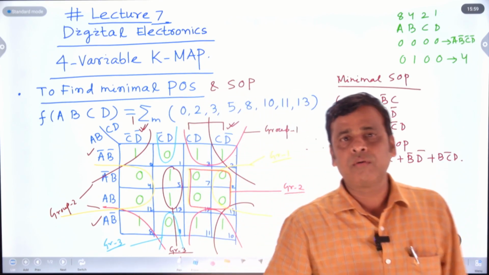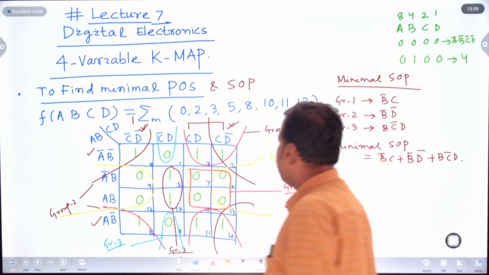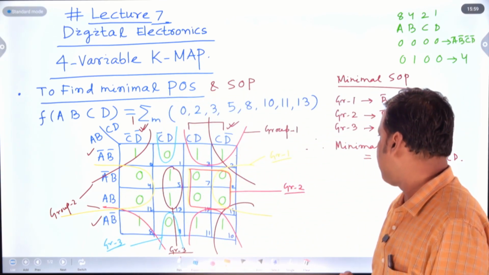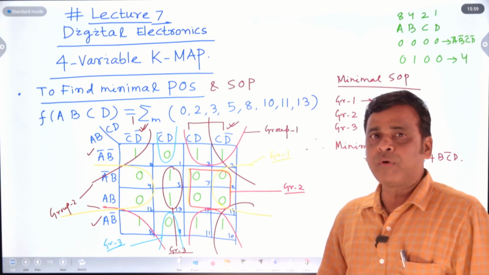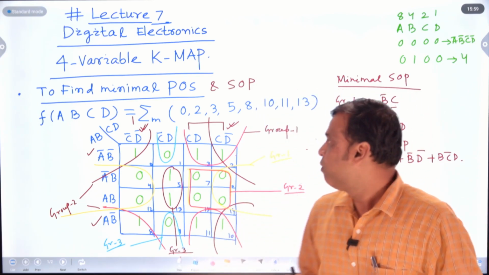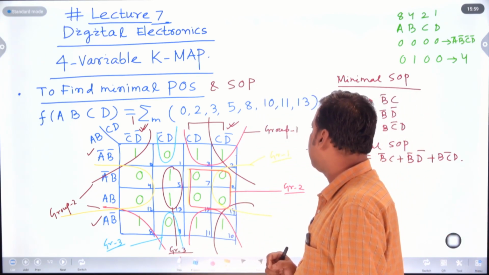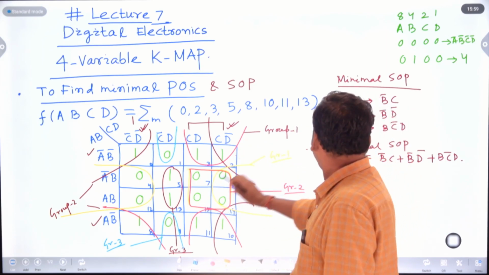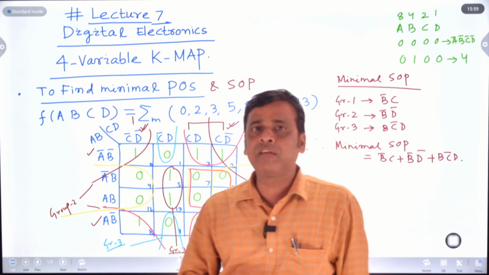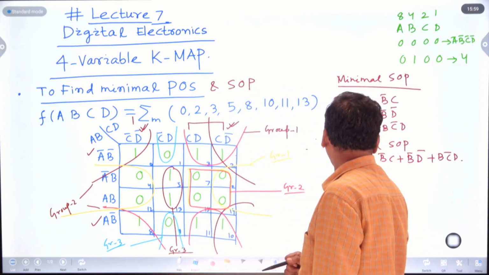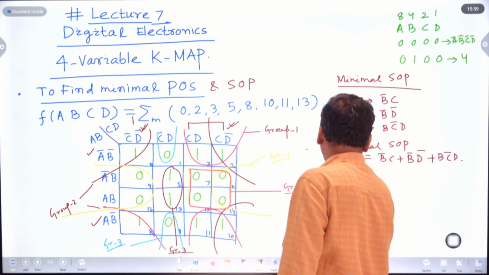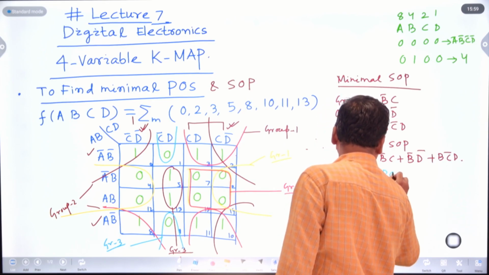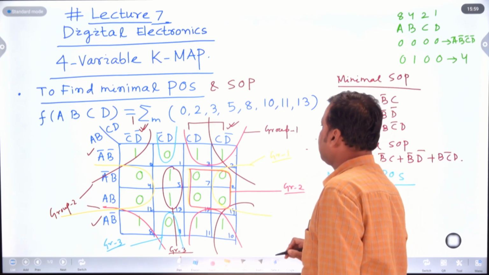When you are going to calculate minimal SOP and minimal POS, to find the minimal SOP, we group the 1s, the product terms, and take the summation of them. Combining 1s to give a particular group, here B bar C, and there are three groups to find the minimal SOP. And in the case of minimal POS, minimal product of sum, there are also three groups.